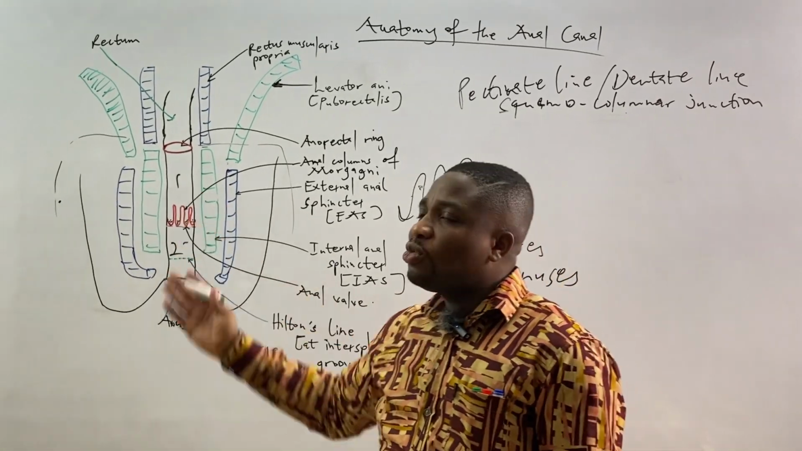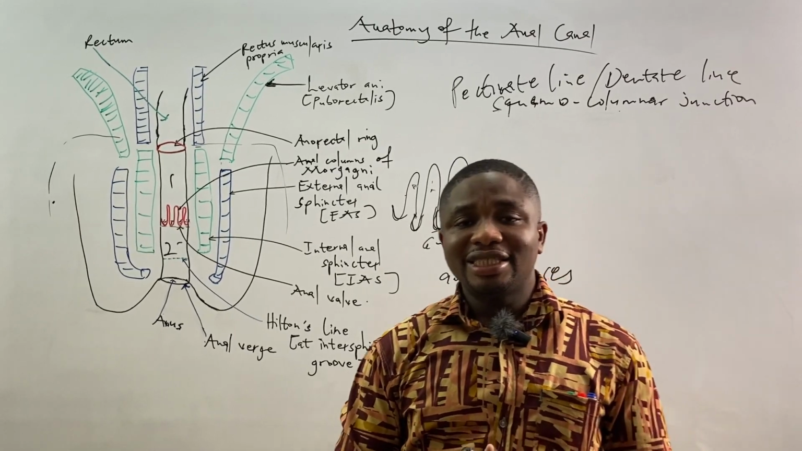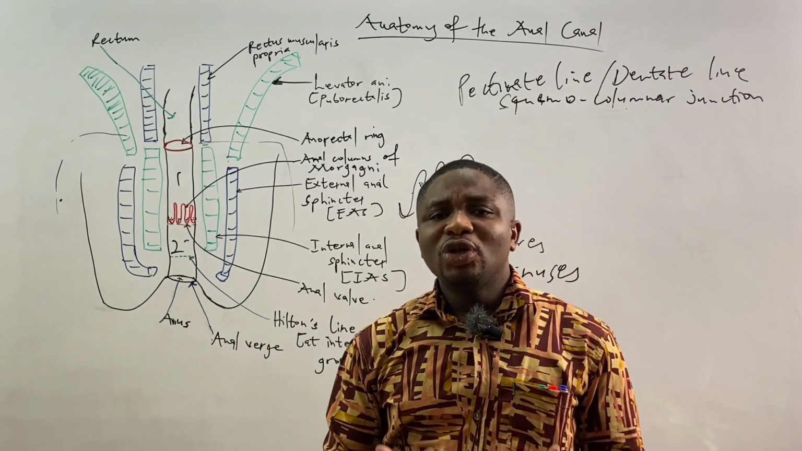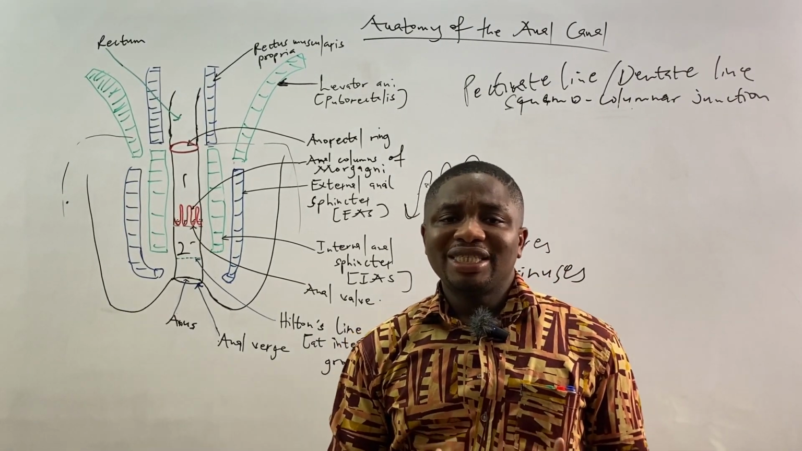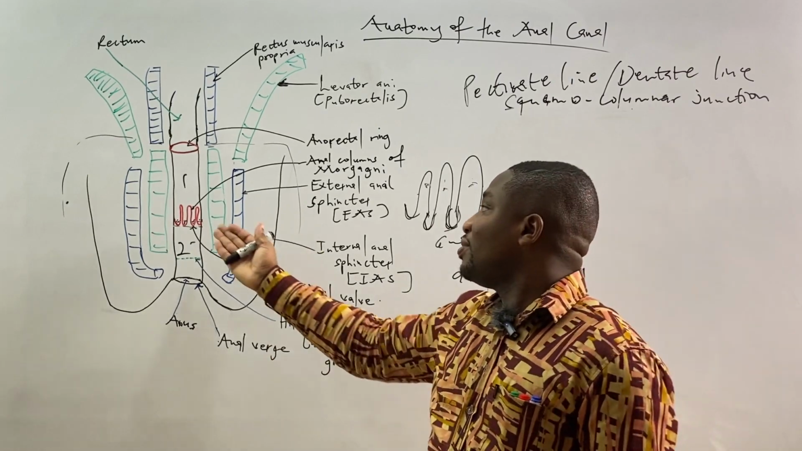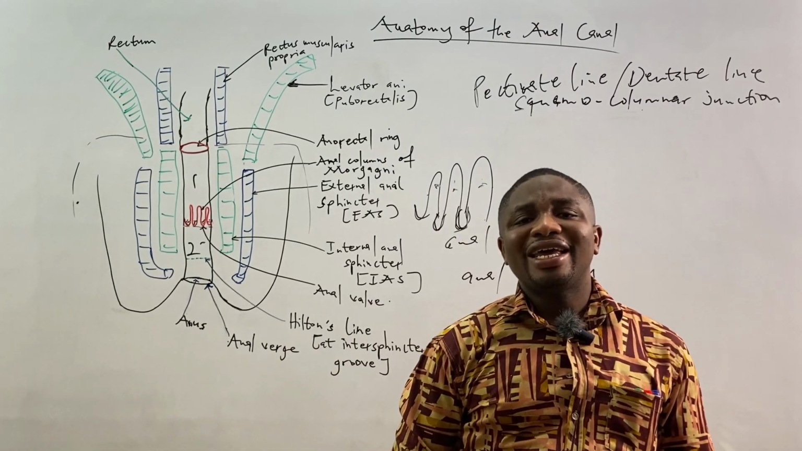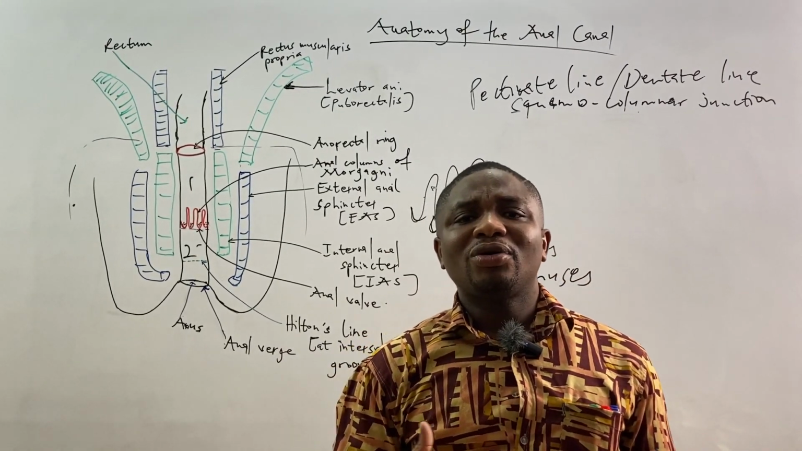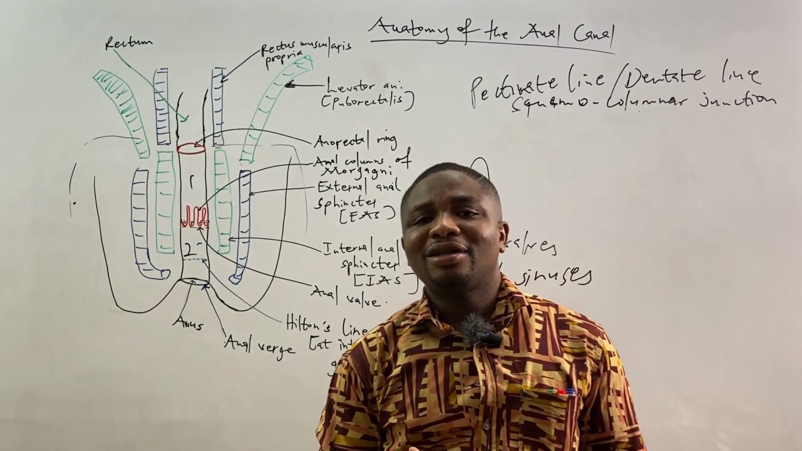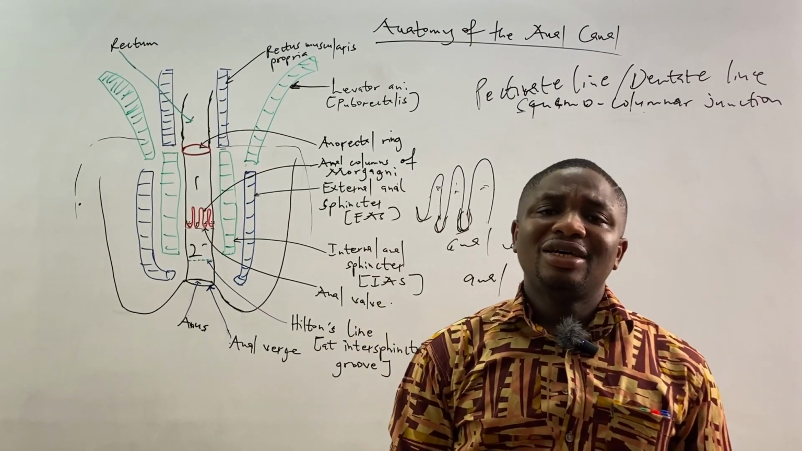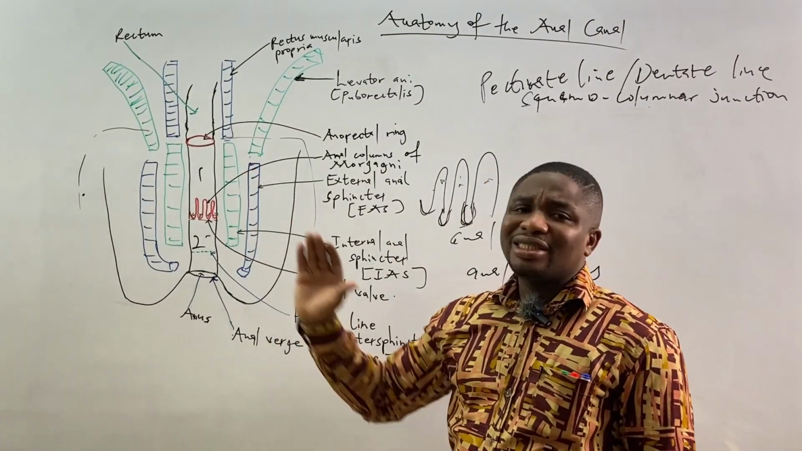If you observe very well, you will notice that the upper anal canal is located above the dentate line or the pectinate line, and the lower anal canal is located below the dentate or pectinate line. And again, you realize that the upper anal canal is longer than the lower anal canal. The upper anal canal constitutes about 2/3 of the anal canal, whilst the lower anal canal constitutes about 1/3 of the anal canal.